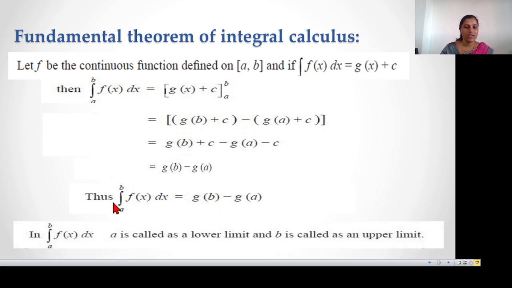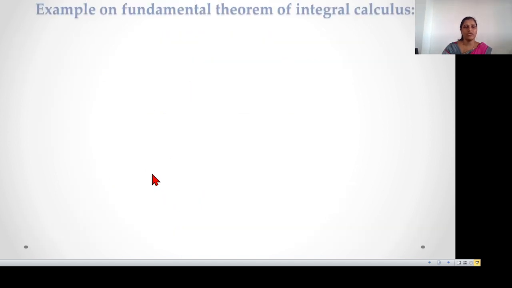Note that in this integration, that is the integral from a to b of f of x dx, a is known as the lower limit and b is known as the upper limit of the integration.